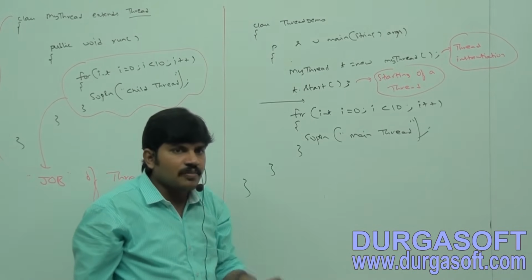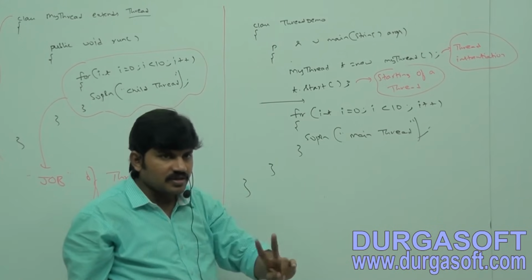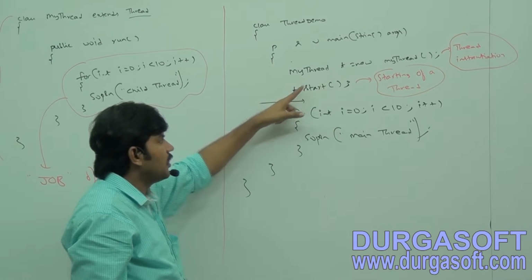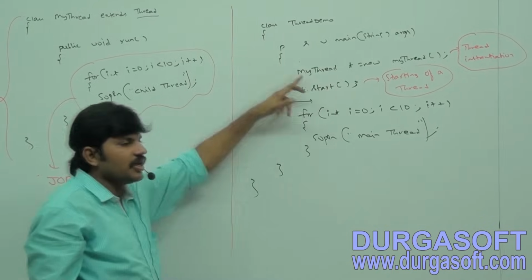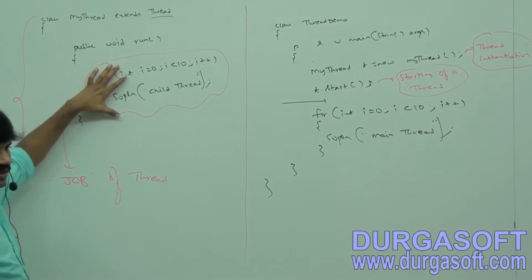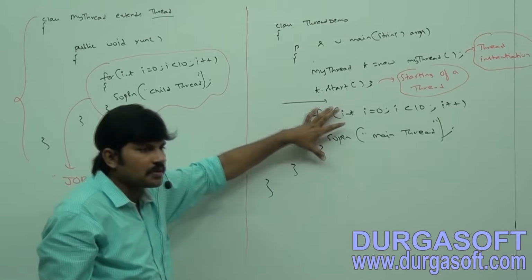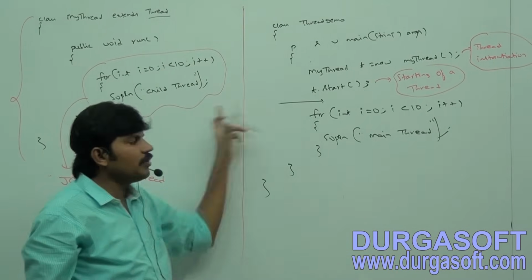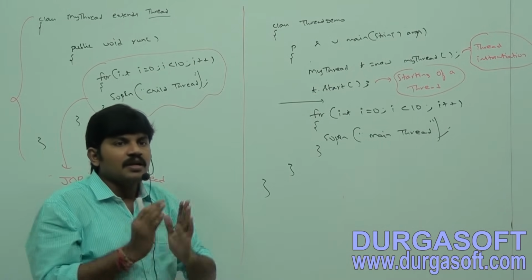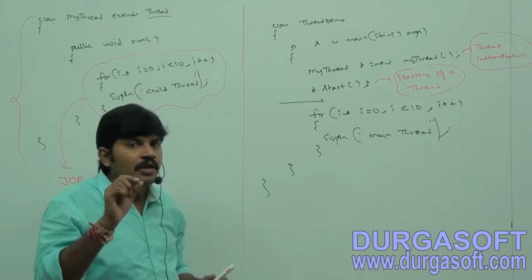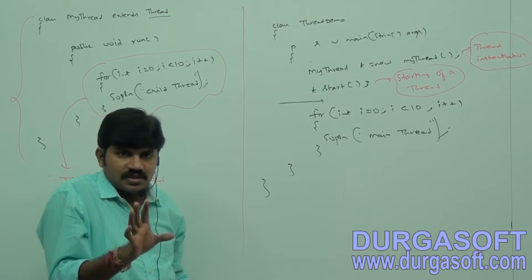After t.start(), how many threads are there? Two threads are there, main and child. The main thread is responsible to execute the remaining code. The child thread is responsible to execute the run method. So both jobs will be executed simultaneously, and which output are we going to get? Mixed output we are going to get. Is it clear for all of you?